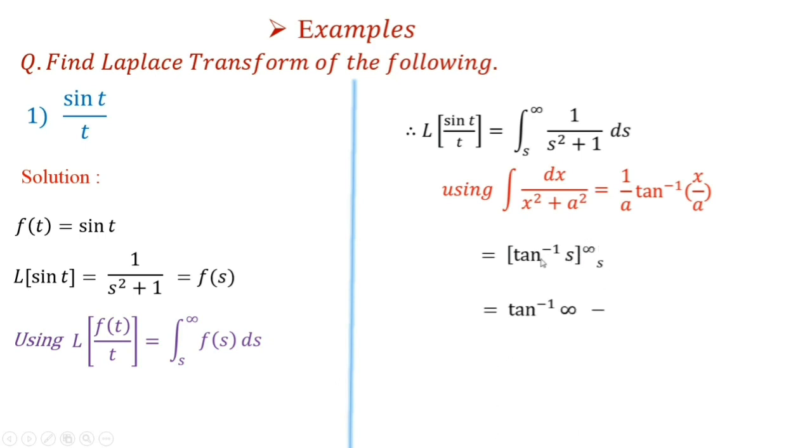Now if we substitute upper limit, then we get here tan inverse of infinity minus, if we substitute lower limit, then we get tan inverse of s. And here value of tan inverse of infinity is pi by 2 minus tan inverse of s. And pi by 2 minus tan inverse of s is equal to cot inverse of s. Therefore, Laplace of sin t upon t is equal to cot inverse of s.